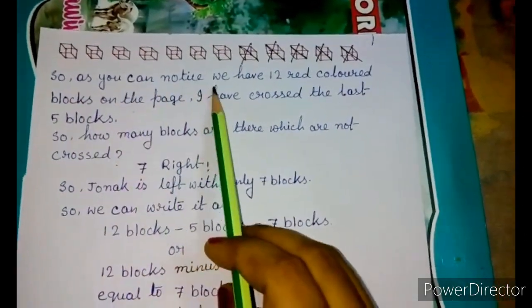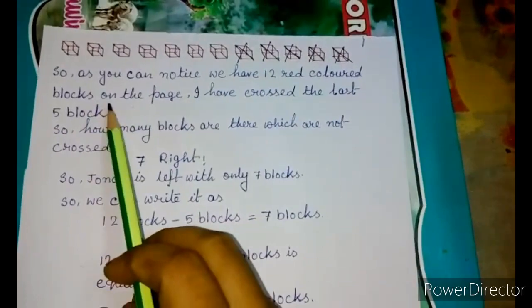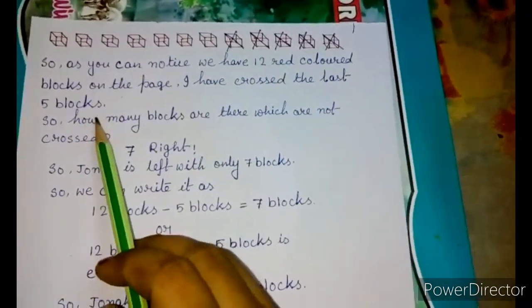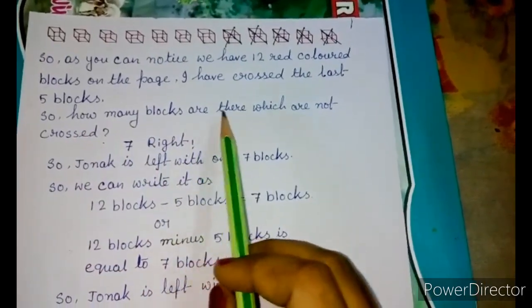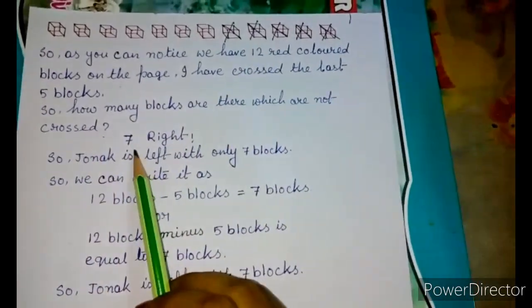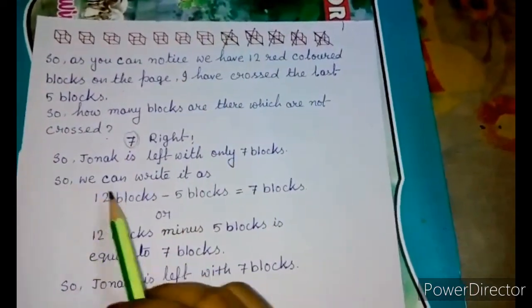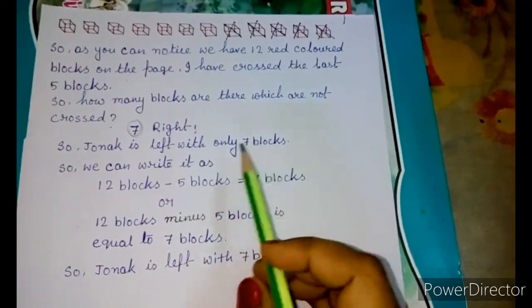So, as you can notice, we have 12 red colored blocks on the page which I have drawn for you. I have crossed the last 5 blocks. So, how many blocks are there which are not crossed? 7, right? So, Jonak is left with only 7 blocks.